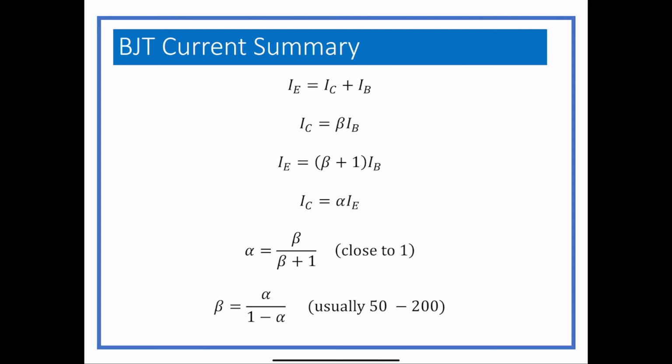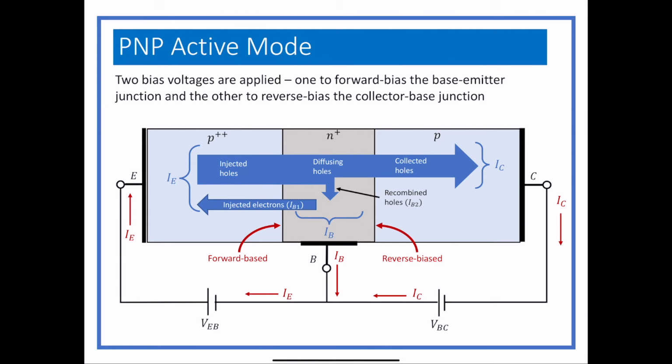All right, so we have these values of alpha and beta. I'm going to go over how PNPs work. This is exactly the same as what I just said, except we just replace holes with electrons and electrons with holes. That's it. So we have a heavily doped P section in the emitter, a less doped N section in the middle, and then the P section for the collector. We apply the two bias voltages. Note that they're listed a little bit differently. We're listing VEB and VBC instead of the reverse, so everything just gets reversed, and the current directions are all in the opposite direction as before.